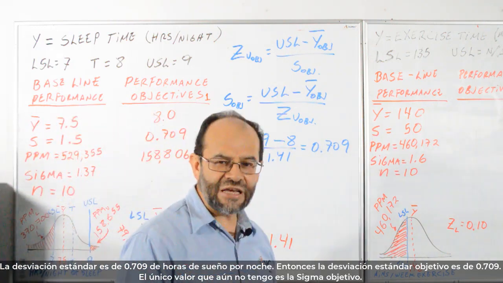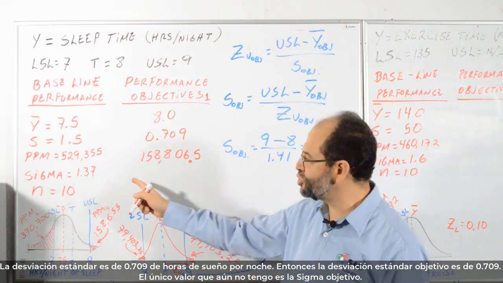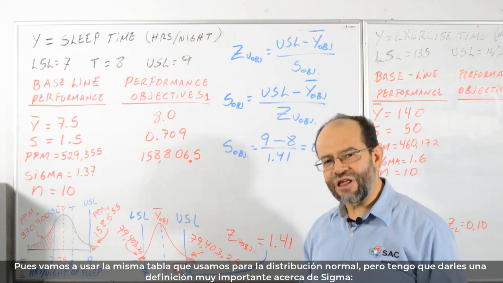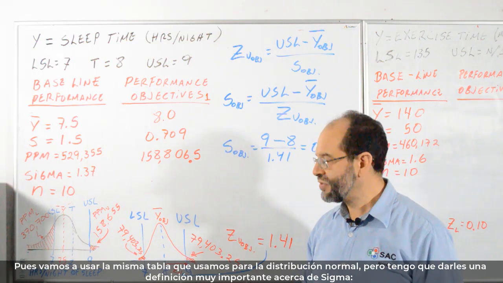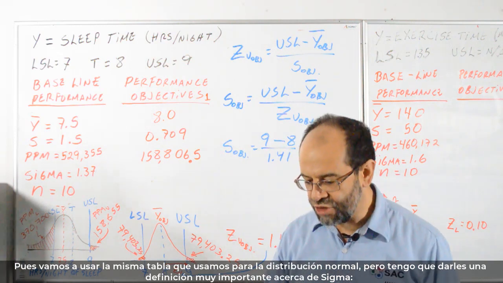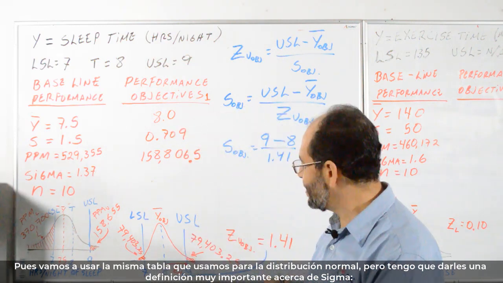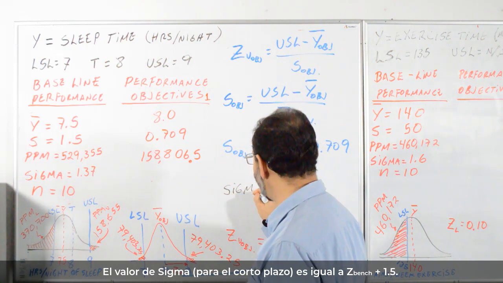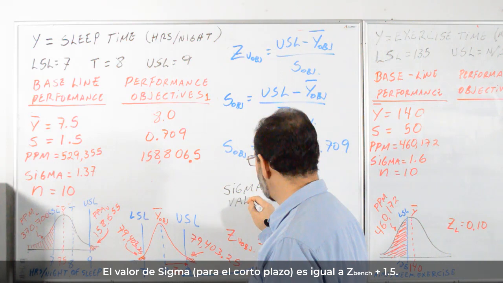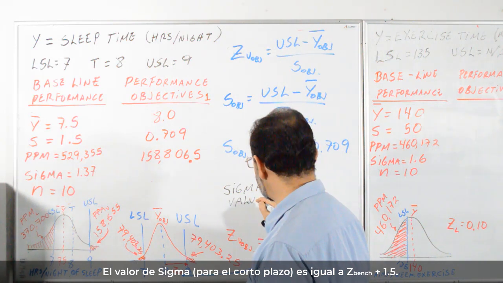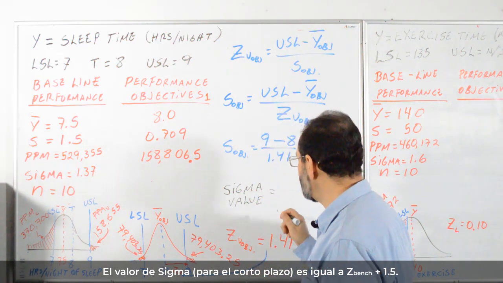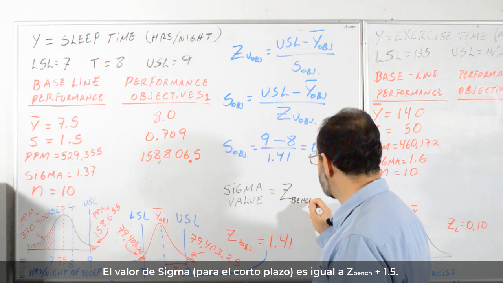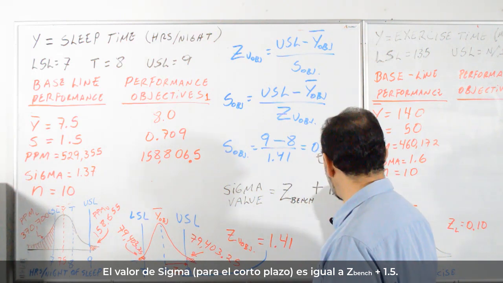The only missing value that I don't have yet is what should be the sigma. Well, we are going to use the same table that we have used for the normal distribution. And basically, I would like to let you know that there is a very important definition about sigma. Sigma value, that is for the short term, is equal to Z bench plus 1.5.